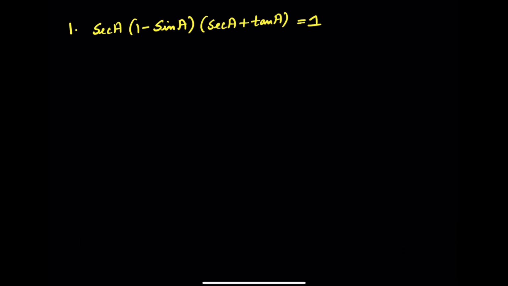So let's try to solve each one of them. Let's solve the first one. Here we have to prove that secant A times 1 minus sin A times secant A plus tan A is equal to 1. So let's convert secant A to 1 by cos A, and let's retain this sin A. Basically, we are trying to change secant A and tan A to their original form, the basic definitions of sin, cos and tan. So secant A again can be written as 1 by cos A, and tan A can be written as sin A by cos A.